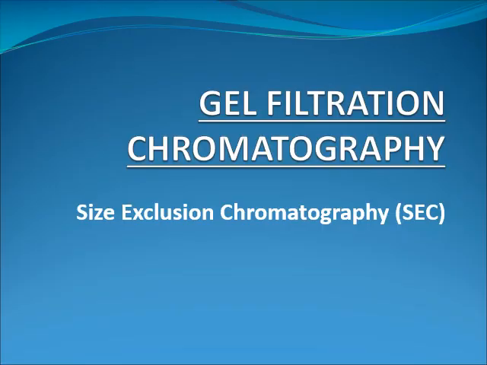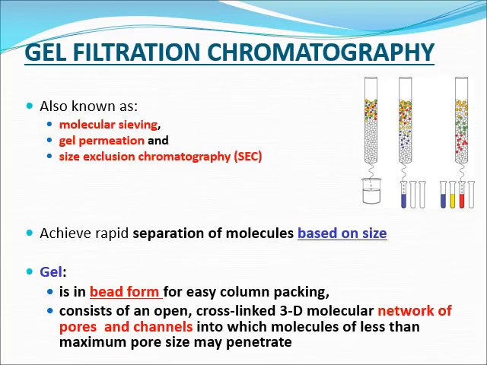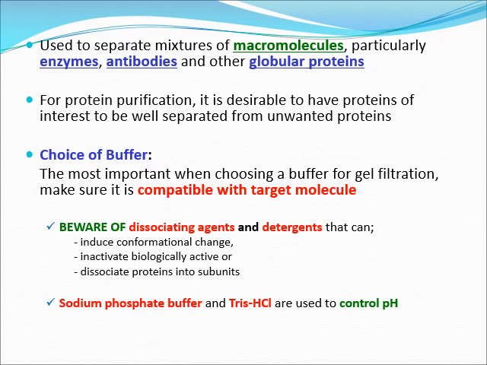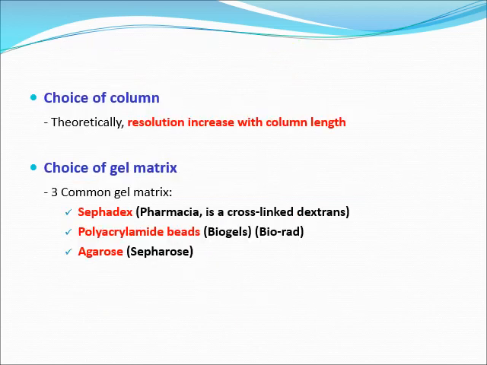Next is gel filtration chromatography, based on size exclusion. This uses gel in bead form, which has pores. It is also known as molecular sieving, gel permeation, and SEC, size exclusion chromatography. Some of the samples mostly measured are enzymes, antibodies, and globular proteins. The main thing you have to control in using SEC is the choice of buffer, so you must know the buffer suitable for your samples.